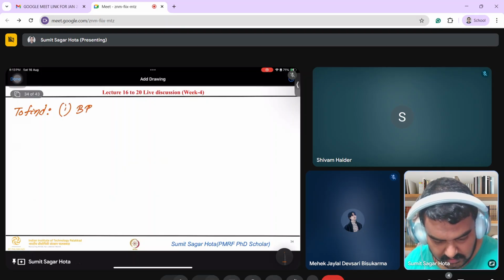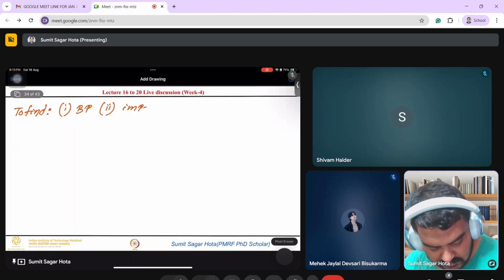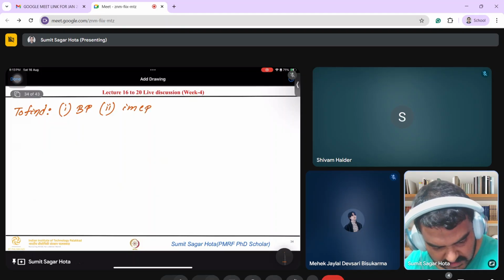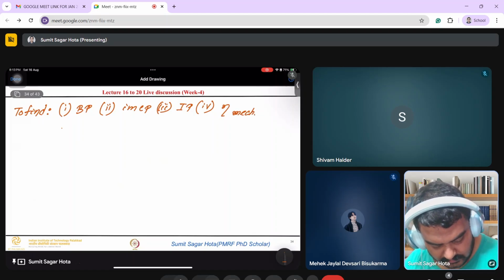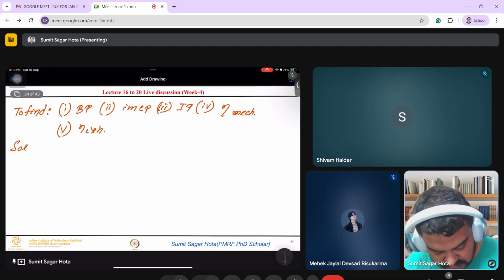Okay, we need to find the brake power, indicated mean effective pressure, indicated power, mechanical efficiency, and thermal efficiency. So let's quickly start the solution.